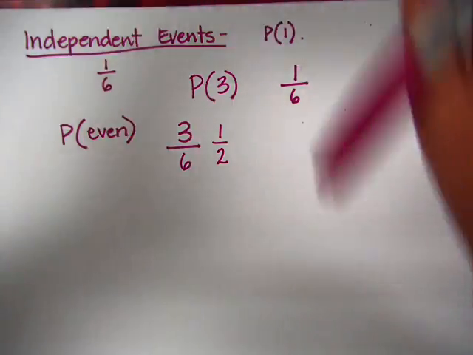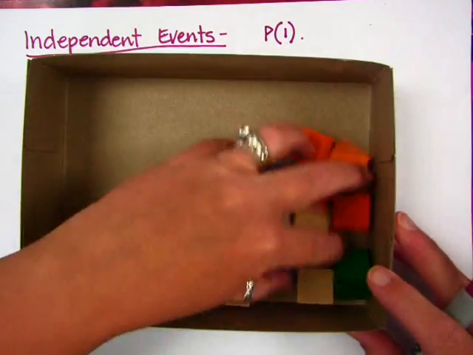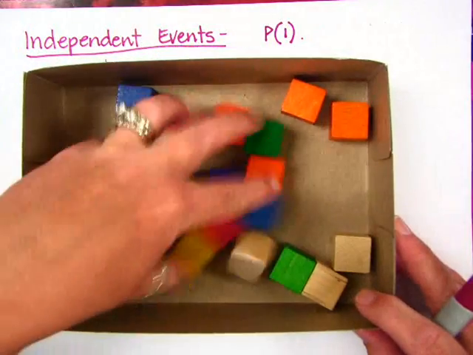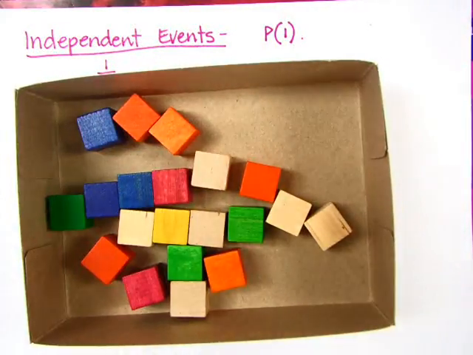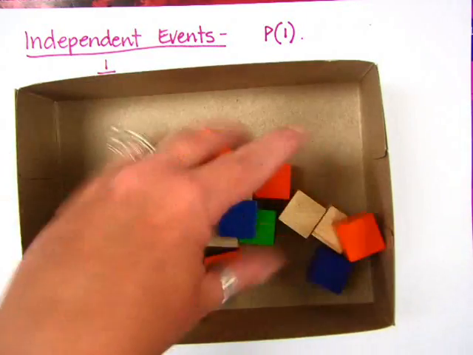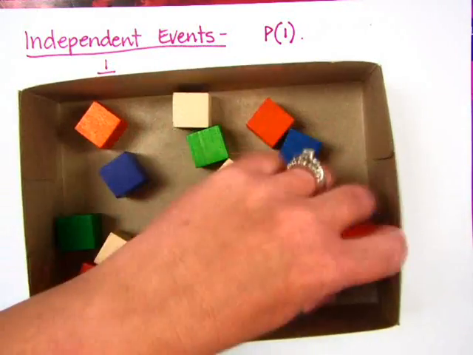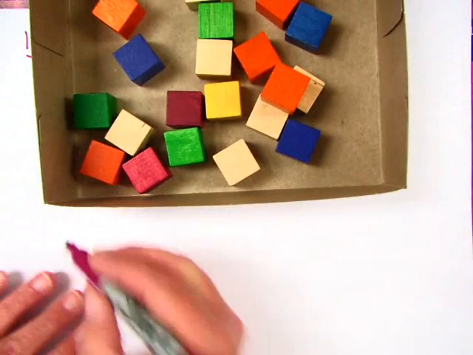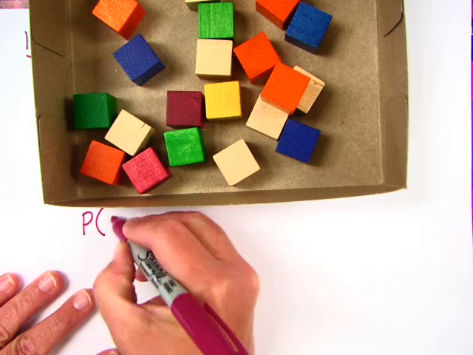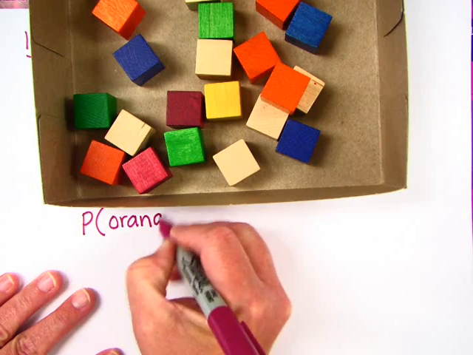Another way to look at an independent event is if I have this box of cubes, and we're going to pretend that I can't see in this box and neither can you, because when you're doing probability, it is all random. You do it without looking. So I will close my eyes as I do this, but looking at the box, let's see if we can find the probability of picking an orange cube.